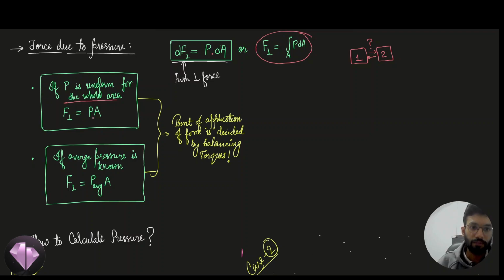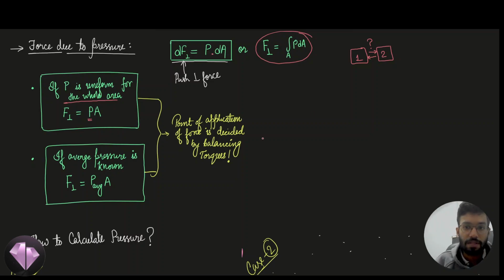परपेंडिकुलर फोर्स का मैग्नीट्यूड would simply be P into A, the pressure at that area, at that surface and area. If the average pressure is known, so पूरे एरिया में you do not know the pressure might be varying, but the average pressure is known to you. So F perpendicular, the magnitude of the perpendicular force would be P average into A.